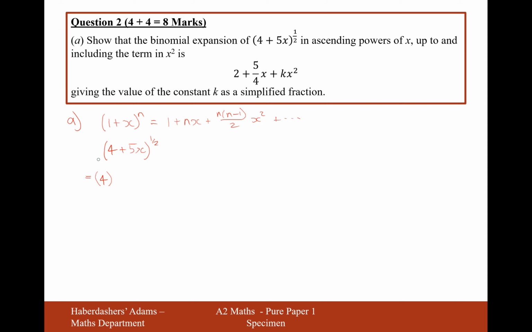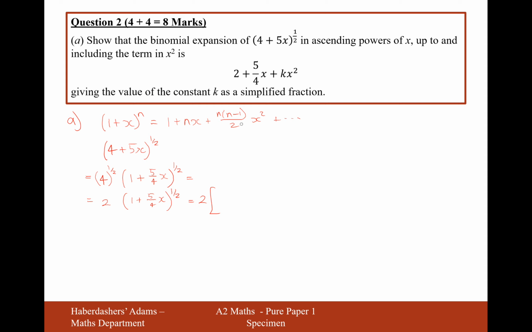Now when we factorize 4 out of the bracket, the power of the half needs to go with it. So it's now going to become 1 plus, so we've factorized out the 4. If we factorize 4 out of 5, we're left with 5 over 4, so it's (5/4 x) to the power of a half. That's how you split up this expression to leave you with a 1 at the front of your binomial expansion. So it's going to be 2 brackets 1 + 5/4 x to the power of a half. We'll put a 2 at the front of our bracket and expand it later on.